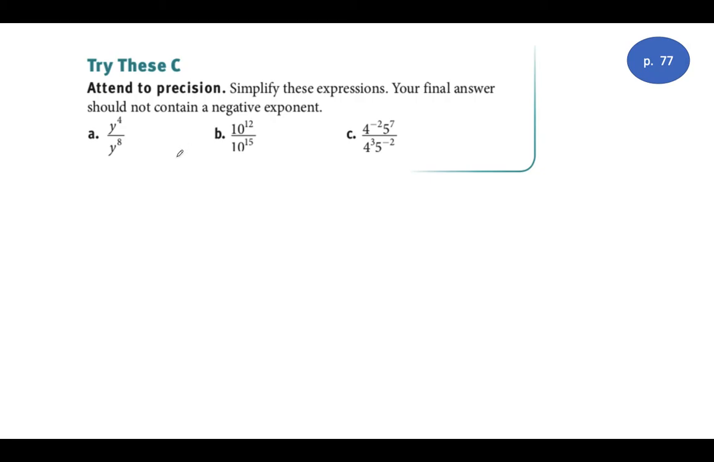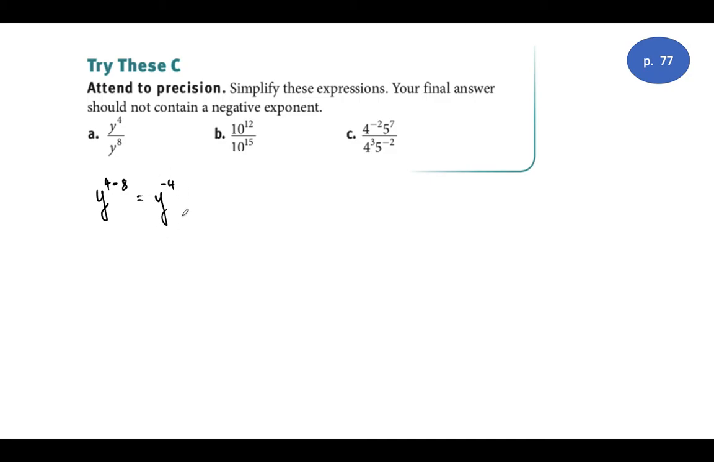So you can see they're getting more complicated, but you got this. When we're simplifying these expressions, the first thing we're going to do is use our rules. Y to the 4th divided by y to the 8th is the same as y to the 4 minus 8. We're subtracting the exponents, which gives me y to the negative 4th power.